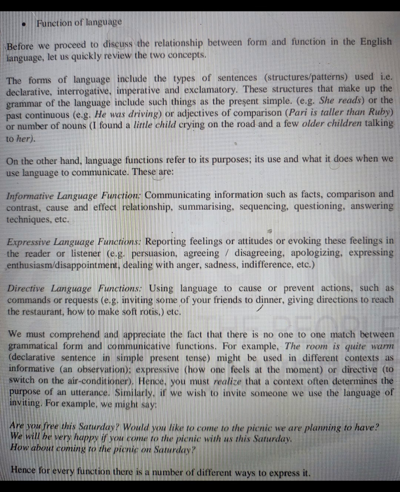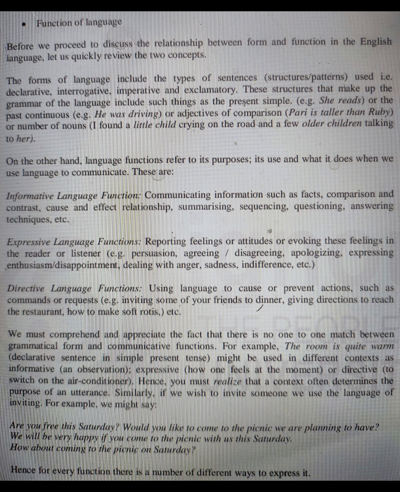On the other hand, language functions refer to its purposes, its use and what it does when we use language to communicate. These are informative language functions, communicating information such as facts, comparison and contrast, cause and effect relationship, summarizing, sequencing, questioning, answering techniques, etc.